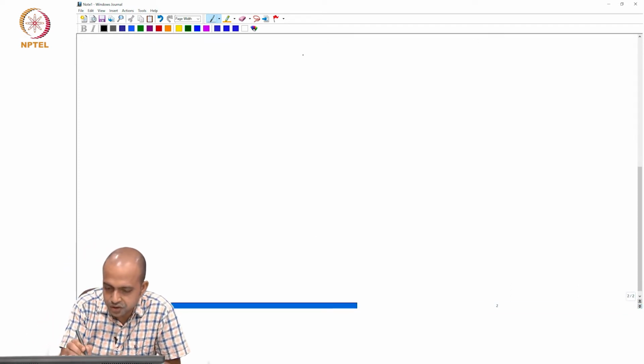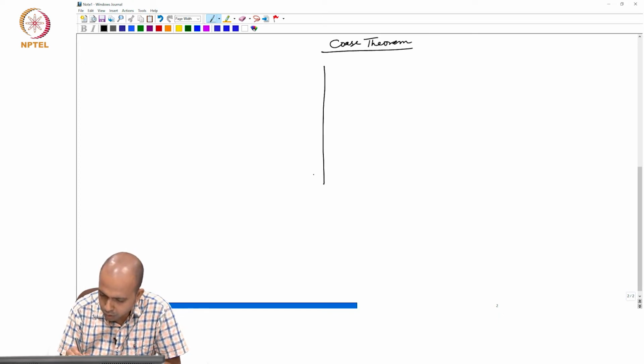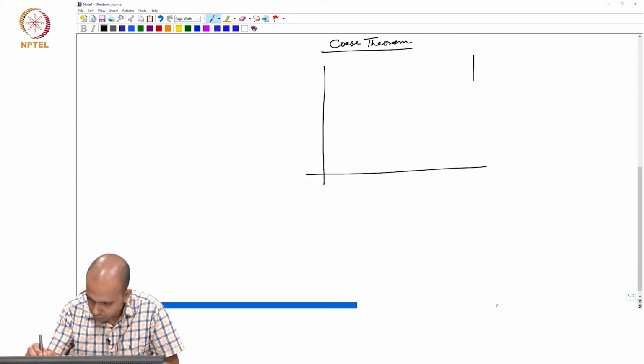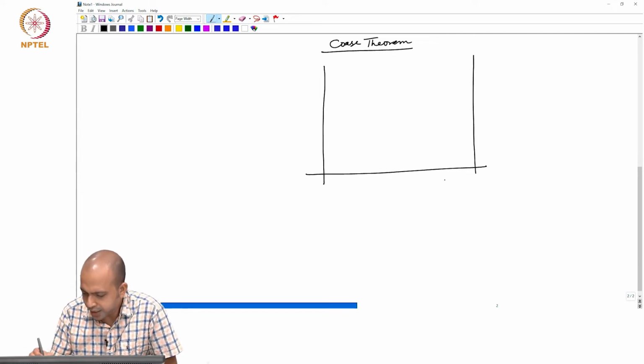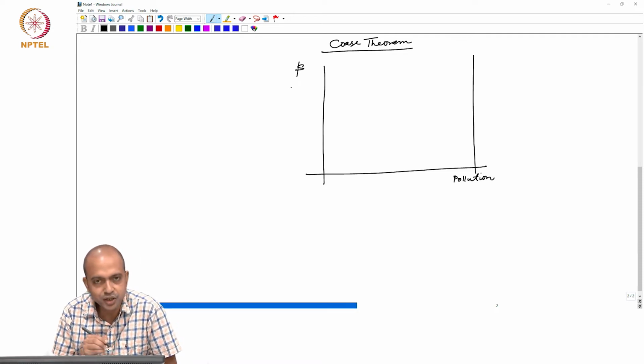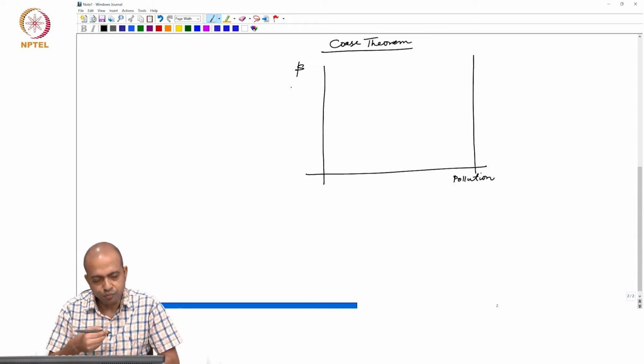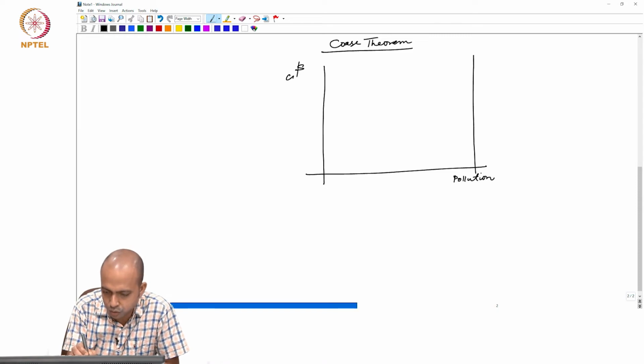Okay. So, this is a simple diagram. This is what Coase theorem we are going to discuss. So, in the x axis we are measuring pollution, and in the y axis we are measuring dollar. Why we are measuring dollar? Because the advantage of measuring dollar or rupee on the y axis is that you can measure cost, benefit, everything. Okay. So, cost and benefit of pollution.